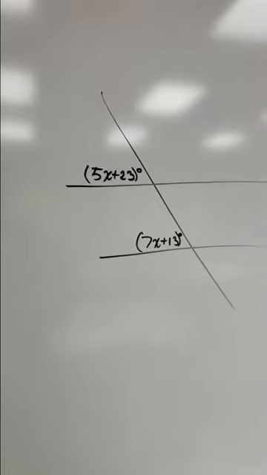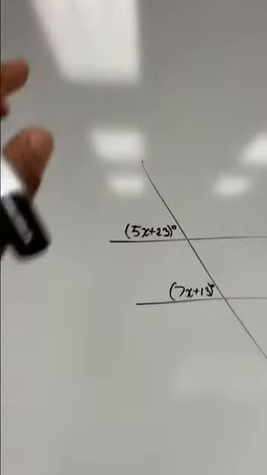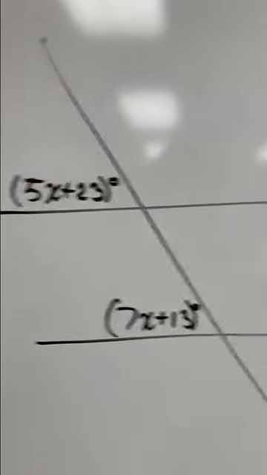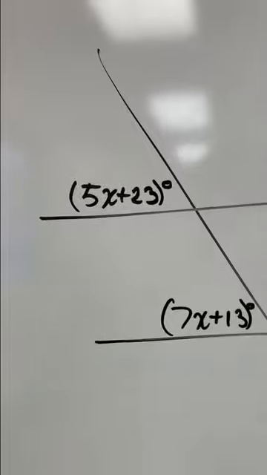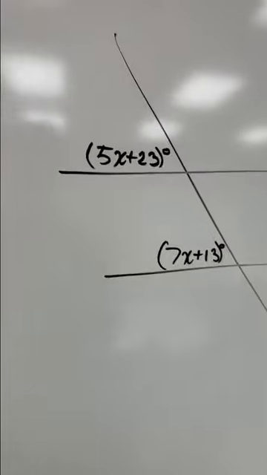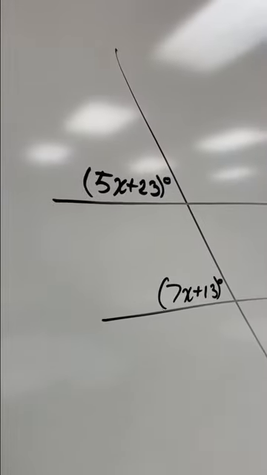Here's another example. So these two lines, we're going to assume that these two lines are parallel and it's being cut by a transversal. Now look at that. Most people get confused here. They don't know where to start. I know where to start. You should know where to start, but let's talk about that real quick.